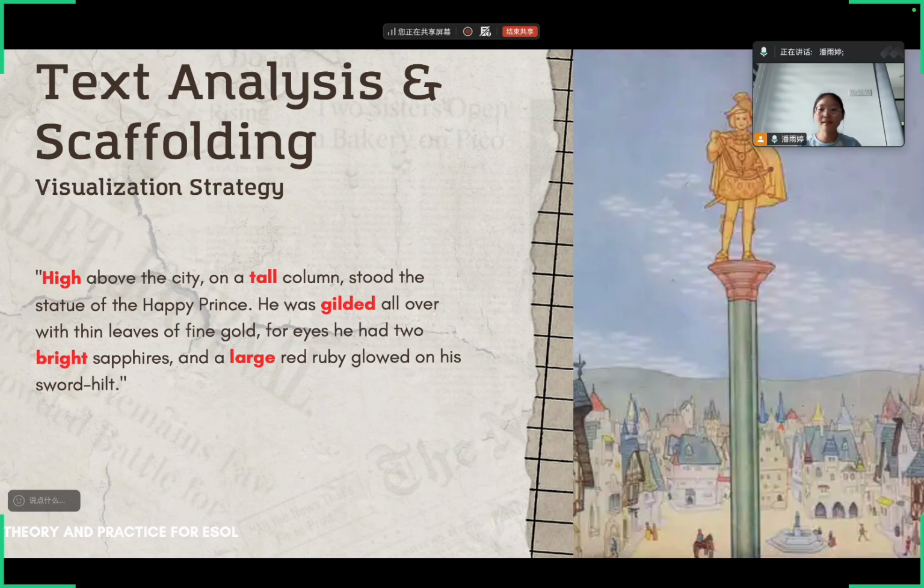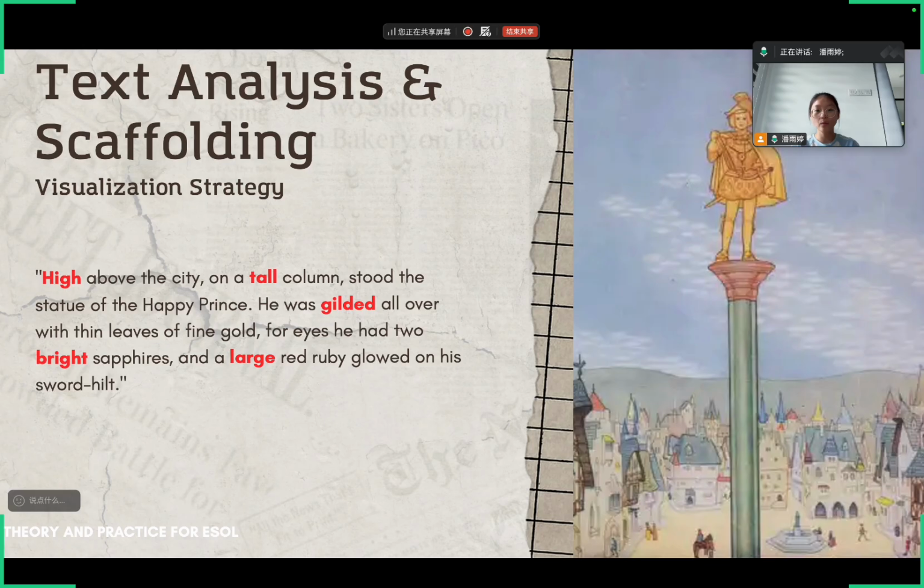You will notice I slowed down on "high and tall." This is intentional scaffolding. I am using my prosody, my voice intonation, to help them visualize the setting. After reading, I will ask a cognitive application question.